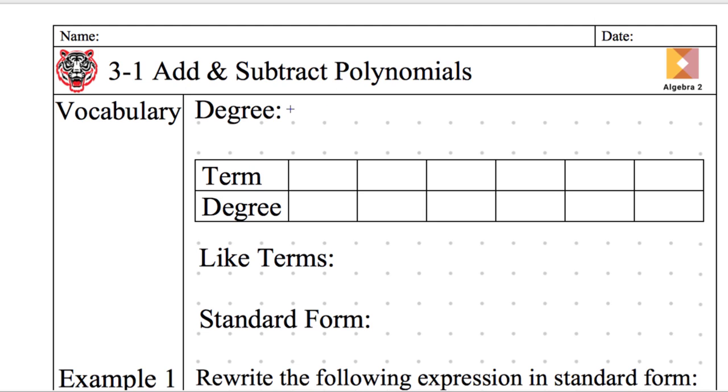What do I mean when I say degree? Degree is the highest power. So sometimes I talk about degree. It's kind of synonymous with power. So if I, for example, have x squared, the degree of x squared is the power, so the degree is 2.